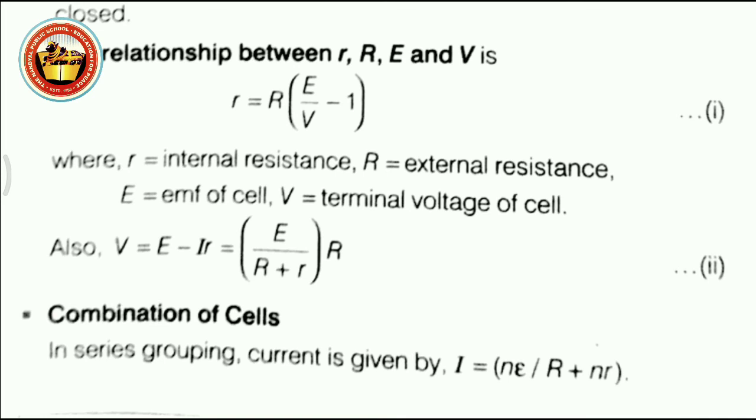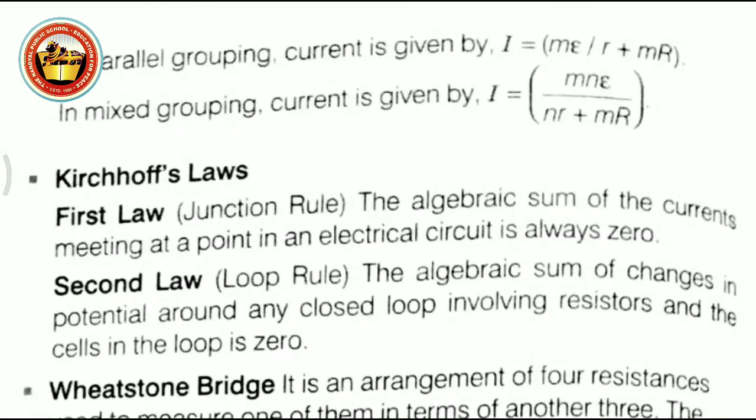Combination of cells. In series grouping, current is given by I is equal to nE divided by R plus nr. In parallel grouping, current is given by I is equal to mE by R plus mr, where m is the number of cells which are arranged parallel. In mixed grouping, current is given by I is equal to mnE divided by nr plus mR, n small r plus m capital R.